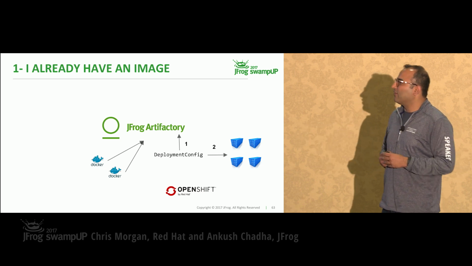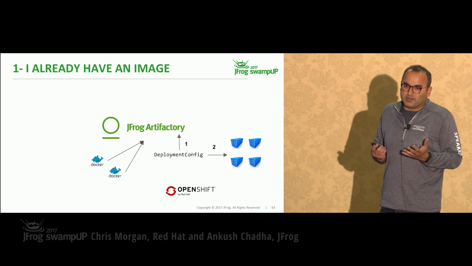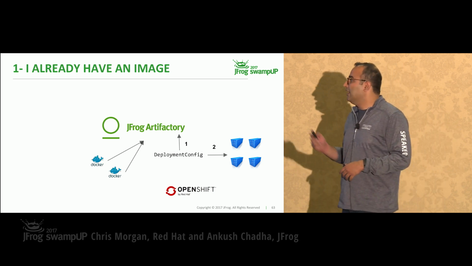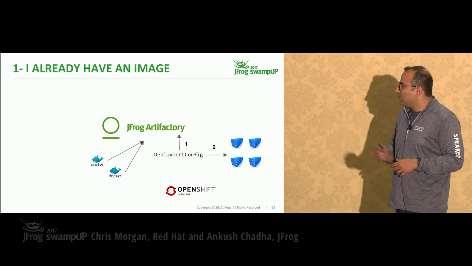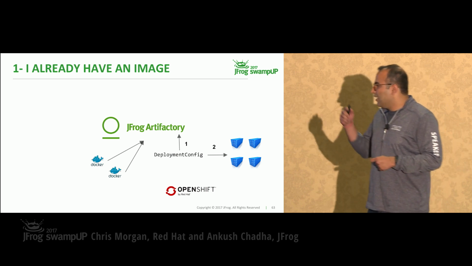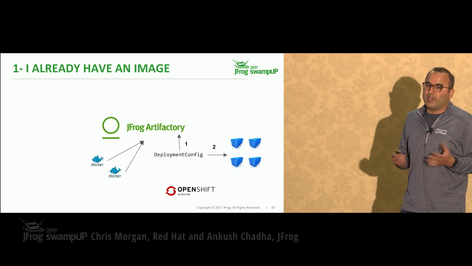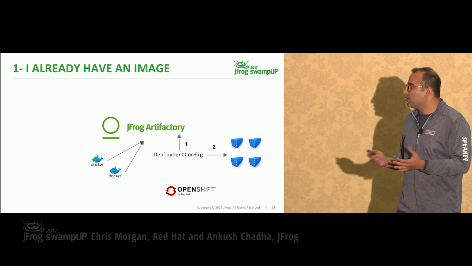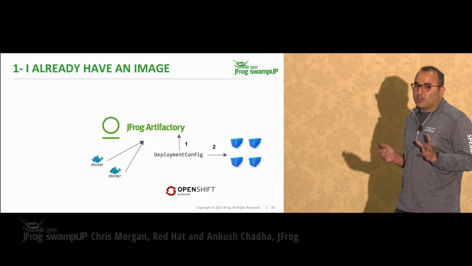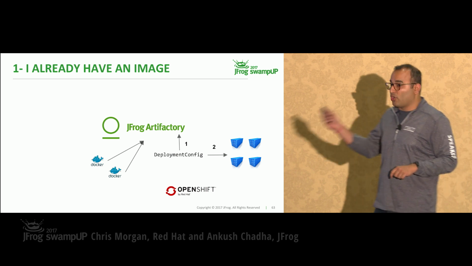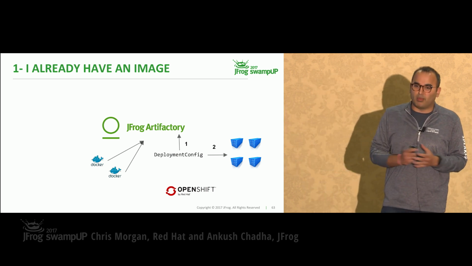Here's the first entry point. I already have an image, and I just want to deploy it in OpenShift. So that's the first entry point. Let's go from right to left. I have my containerized microservices running in OpenShift. There's a deployment configuration file which specifies how my Docker image should be deployed in OpenShift, and it needs a Docker image. Ideally, if my Docker image is vulnerable, this deployment should fail. This is one of the enforcement policies that we will be demoing.